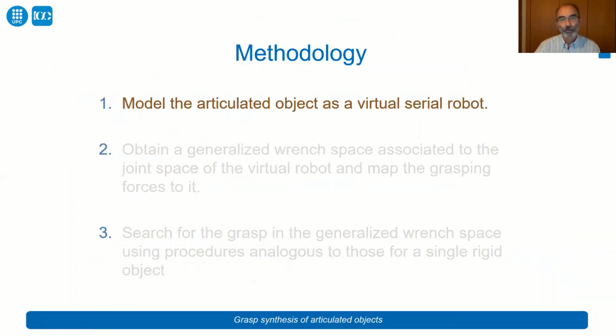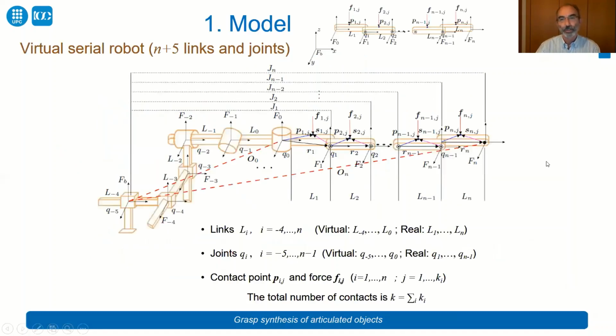The methodology we are following has three main steps. The first one is modeling the articulated object as a virtual serial robot. So we have the articulated object with n links, and we will add 6 joints to this real object in order to model a virtual serial robot with n plus 5 links and joints.